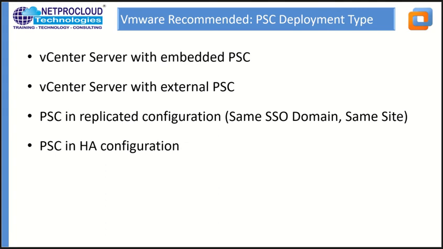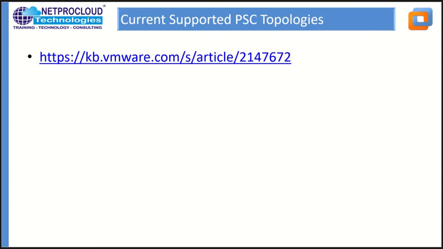Now there are four types of PSC deployment. The first one is the vCenter Server with embedded PSC, then vCenter Server with external PSC, and PSC in replicated configuration. Here we are using the same SSO domain and the same site, and the PSC in HA configuration. For the current PSC topologies, you can visit the page https://kp.vmware.com/s/article/2147672.